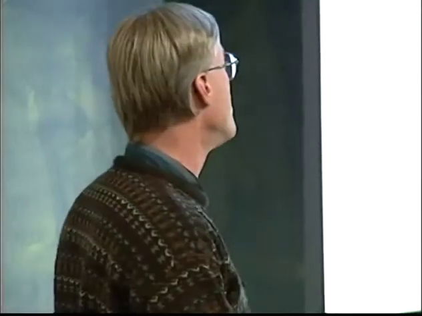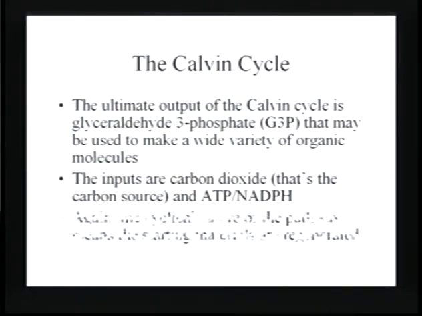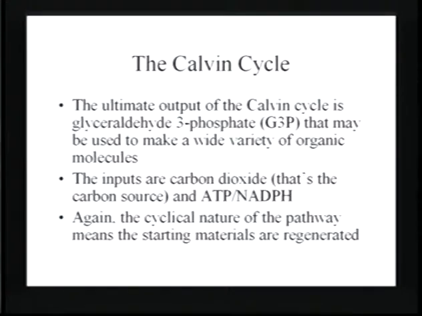That's the carbon source. That's where the carbon is coming from to assemble these 3-carbon chains. Right? They just don't come out of thin air. You've got to have the carbon there originally, and that comes from carbon dioxide. The energy that's necessary for this reaction is from ATP and NADPH. Right? It is a cycle, so like the Krebs cycle, the starting materials are regenerated, so it just cycles around again and again and again.